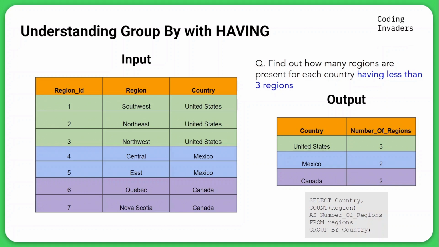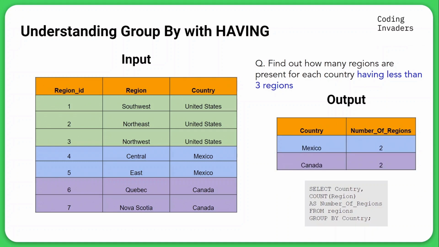Once we get the number of regions, I can filter this out and say which are having regions less than 3. Applying the filter, we get these shortlisted rows. These are the region counts for the countries that have less than 3 regions. Mexico and Canada have 2 regions, hence they should be present in the output. United States should be removed from the output since it has 3 regions. It doesn't fulfill our condition.